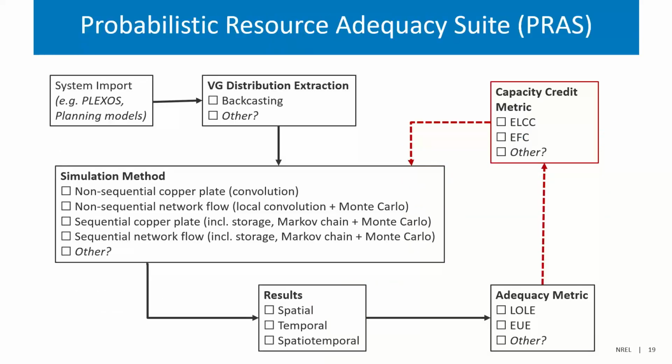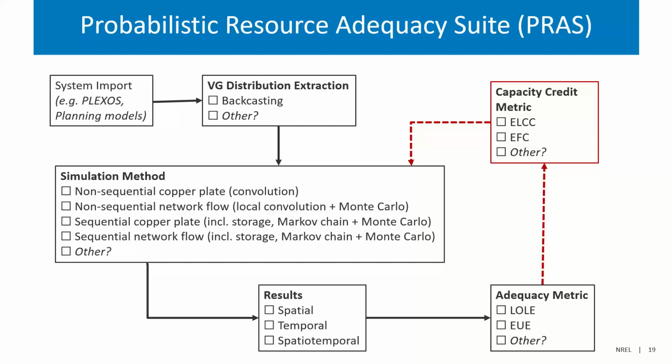All right, so with PRAS, you could basically pick whatever you want depending on what you want your results to look like. For example, say you have your system import, so your import data could be from Plexos or from other planning models, and then you get to tell PRAS how you want it to model your VG, and then also you get to pick which simulation method you want to go with. So whether you want to go with a non-sequential copper plate or a non-sequential network flow.